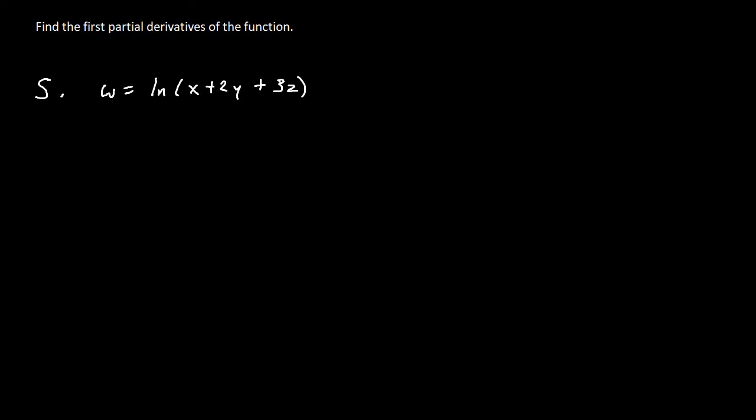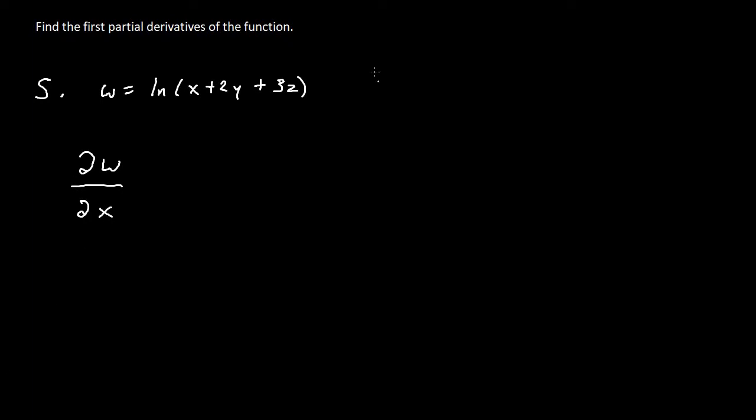So now for number 5, we have w equals the natural log of x plus 2y plus 3z. So notice now we have 3 variables, x, y, and z, so we're going to have to take the partial derivative with respect to all 3 of them one at a time. So first, let's find the partial derivative of w with respect to x.